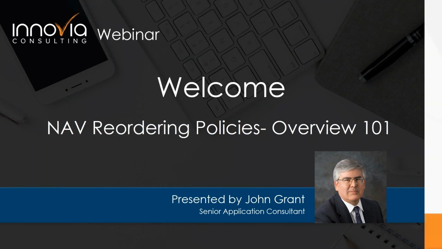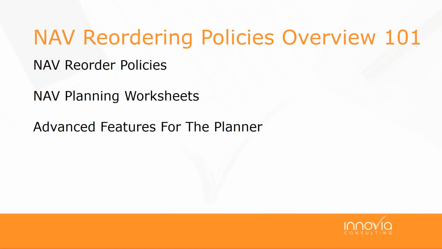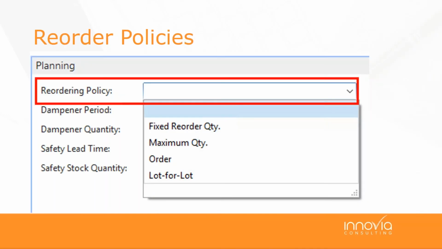Okay, we're going to get into what the overview is. We're going to focus on reorder policies, and if time allows, a little bit on NAV's planning worksheets. There are two different ones, but technically, depending on your license, if you're running assembly orders only, we'll go through that. And then some advanced features for the planner. If I'm the planner, why is it telling me to do something? Some tips on that. So that's the quick overview. Let's have at it.